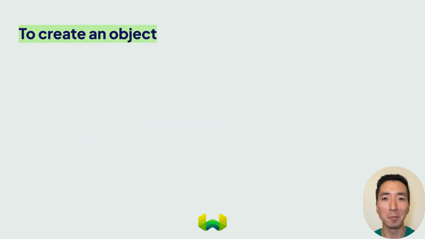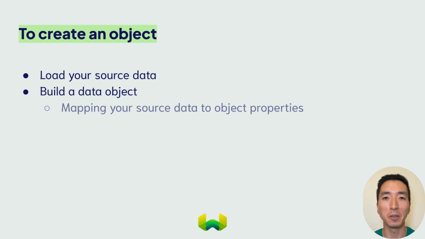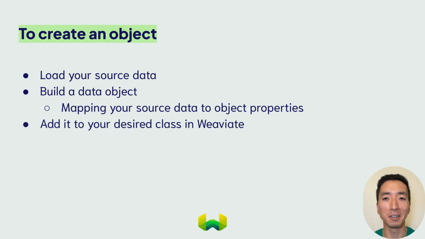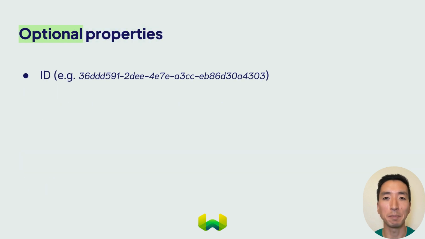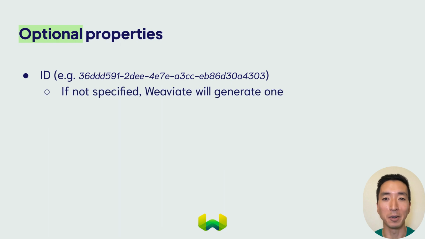To create a Weaviate object, you must load your source data, build a data object by mapping your source data to desired Weaviate object properties, and add it to your desired class in Weaviate. And optionally, you can manually specify an object ID and a vector. If an object ID is not specified, Weaviate will create one.